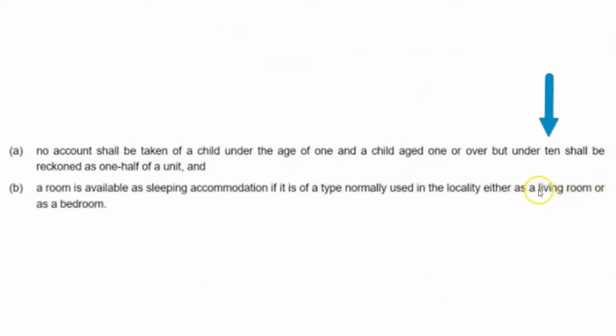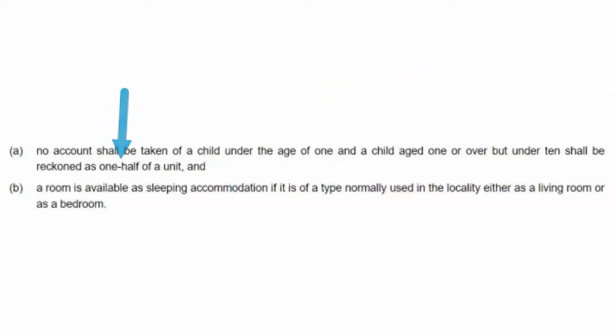Just to be clear, guys, first of all, those who are over the age of 10 cannot share 1 bedroom if they are of an opposite sex. So boy and girl over the age of 10 cannot share the bedroom. If they're under the age of 10, they can, and they will be considered as half a unit. So this is rule number 1.